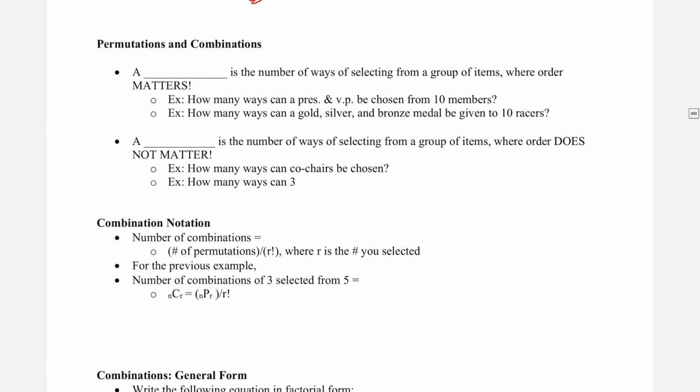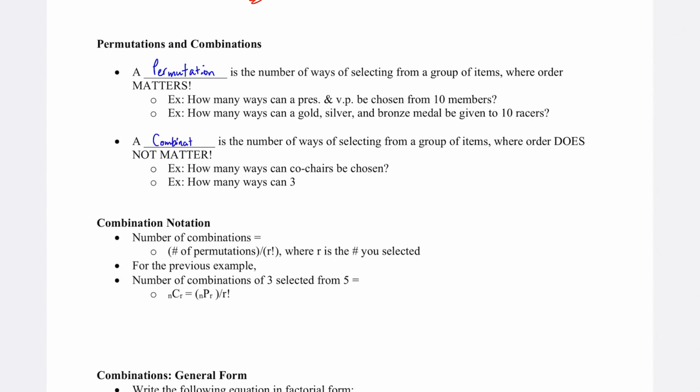All right, permutations and combinations. Let's get a definition in here. A permutation is the number of ways of selecting from a group of items where order matters. Example, how many ways can a president and vice president be chosen from 10 members? Or how many ways can a gold, silver, and bronze medal be given to 10 racers?